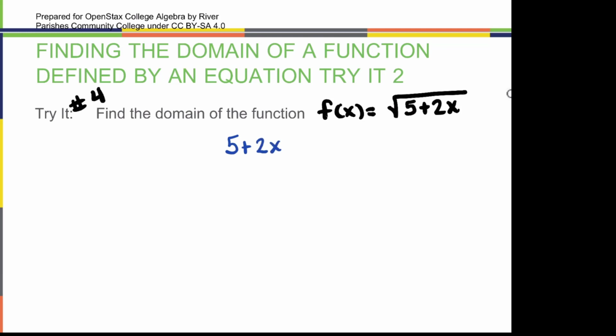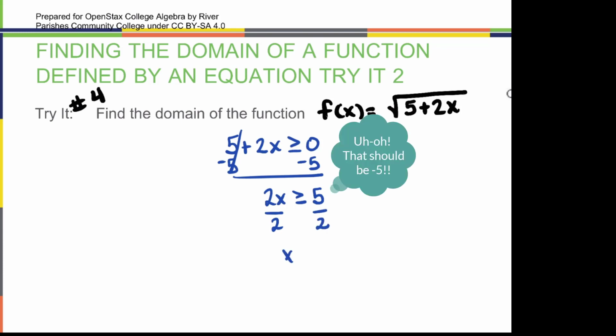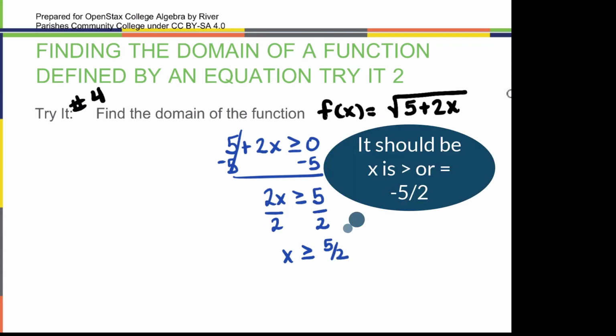Okay, so in this case, the radicand 5 plus 2x has to be a positive number or 0, so it has to be greater than or equal to 0. So we're going to solve this by subtracting 5 from both sides, and we get 2x is greater than or equal to negative 5. Divide both sides by 2. We know that x is all real numbers that are greater than or equal to negative 5 halves, or we could say greater than or equal to negative 2.5.